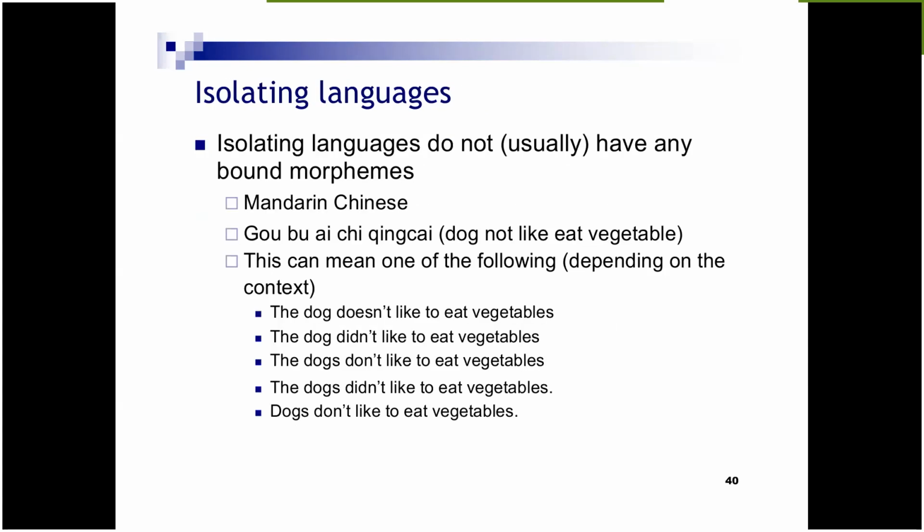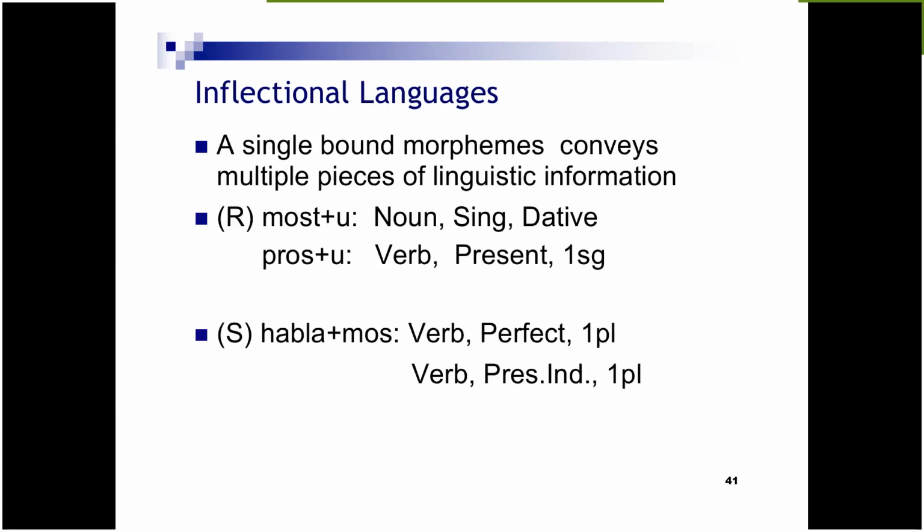So those were isolating languages that don't have bound morphemes in them. The other big category, I think, of many languages in the world are inflectional languages. These are languages where you have a single morpheme to convey the morphological structure of the word, to give you the function of the word in a sentence.